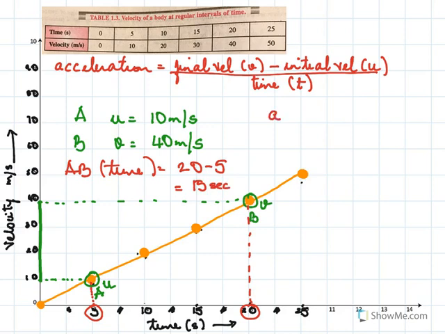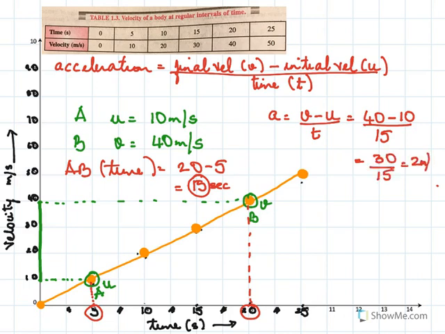So we saw that the acceleration was v minus u over t. v was the final velocity at B, which was 40. u was the initial velocity at A, which was 10. And the time taken for this to change from 10 to 40 was 15 seconds. So this would be now 30 over 15. So it is 2 meter per second square. This was the acceleration.